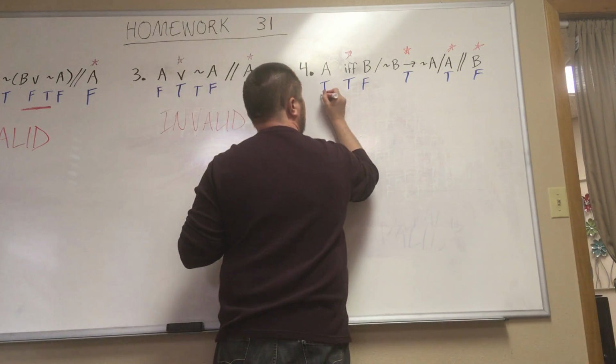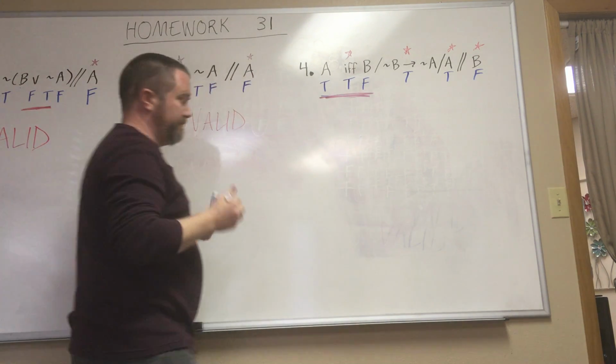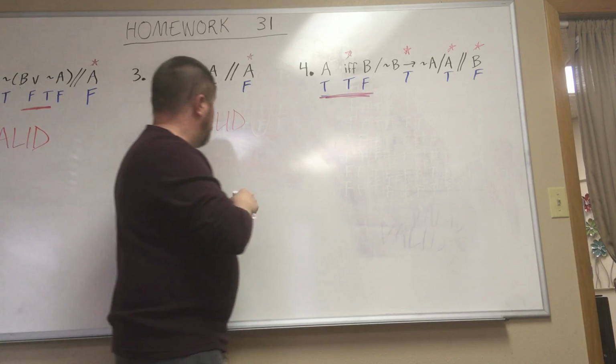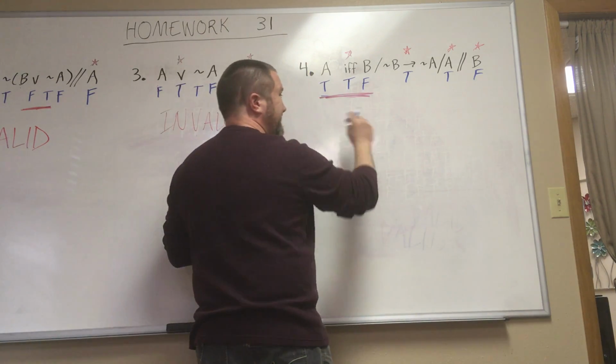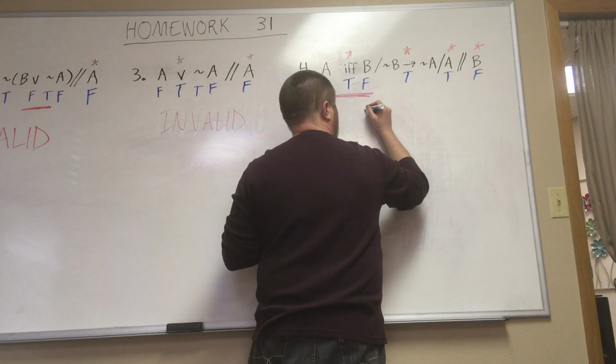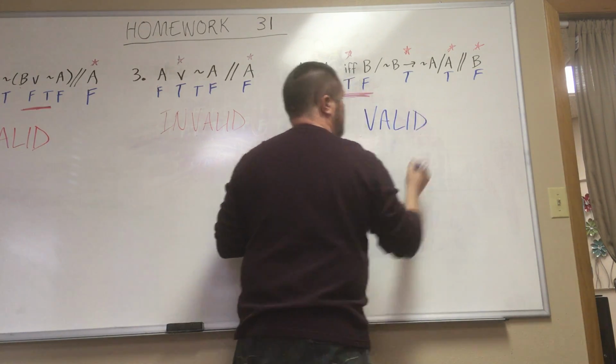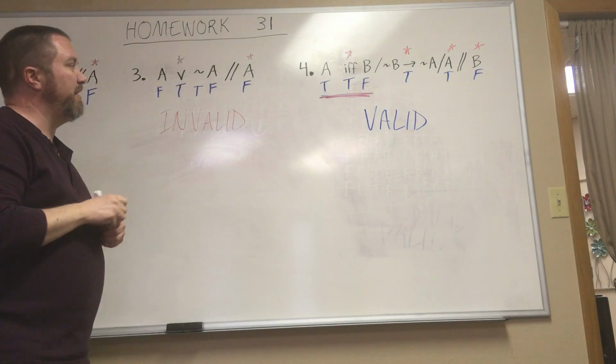But since they're different, this should actually be false. So already we have a contradiction with these. So that means that we can't find a row that invalidates the argument. And if we can't find a row that invalidates the argument, this is going to be valid.